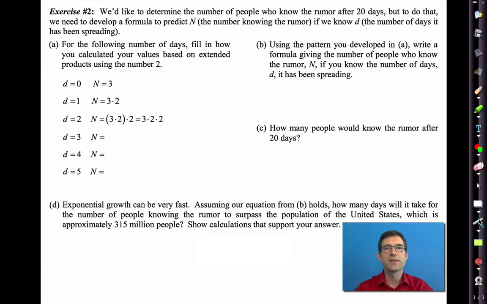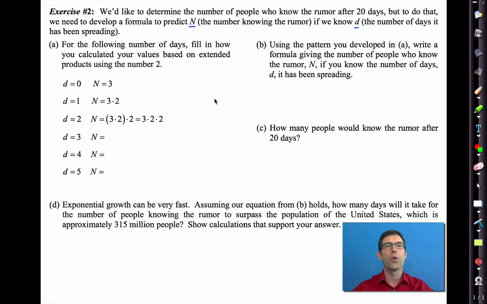So continuing with the same problem, anytime I continue with the same problem, I'm going to just keep having the problem's description up above. Now, here in exercise 2, what we want to do is determine the number of people who know the rumor after 20 days, but to do that, we're going to develop a formula to predict the number who know it. We'll call that big N, if we know d, the number of days it's been spreading.